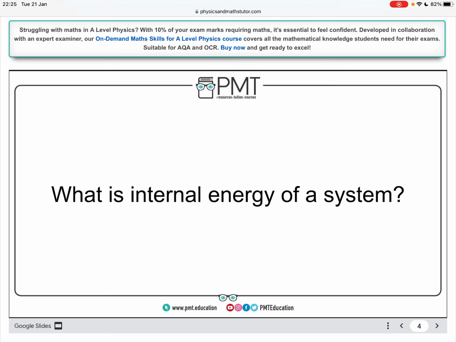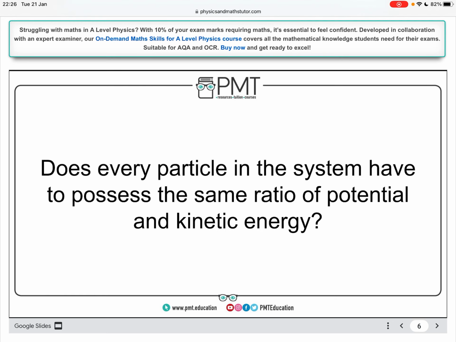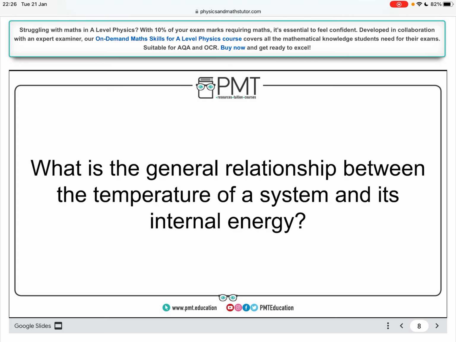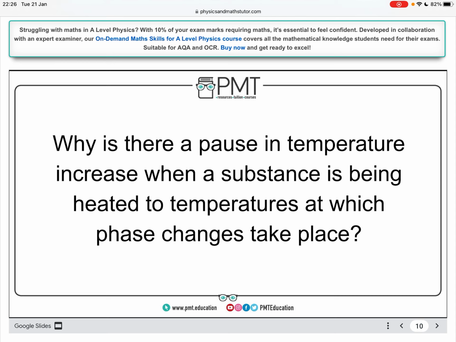What is the internal energy of a system? Basically the sum of potential and kinetic energies of a system. Does every particle in the system have to possess the same ratio of potential and kinetic energy? No, the ratio of the respective potential and kinetic energy components may be randomly distributed within a system. What is the general relationship between the temperature of a system and its internal energy? There is a positive correlation between the average temperature and the sum of its internal energy, due to the kinetic energy, as we've mentioned.